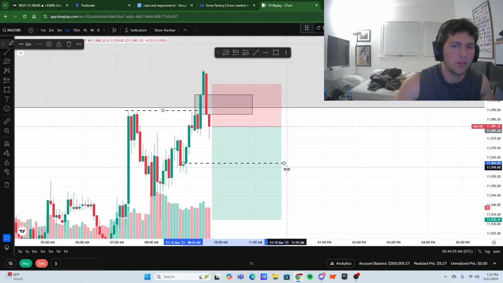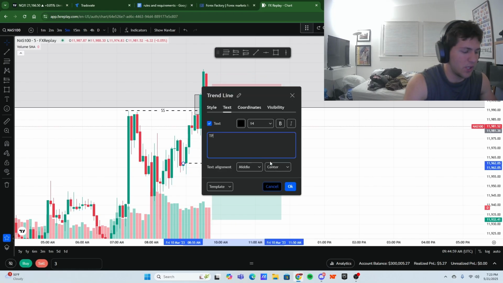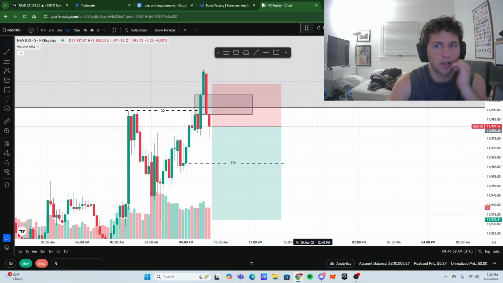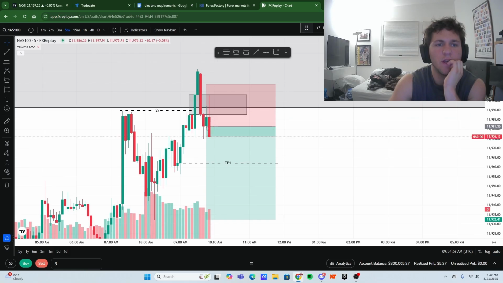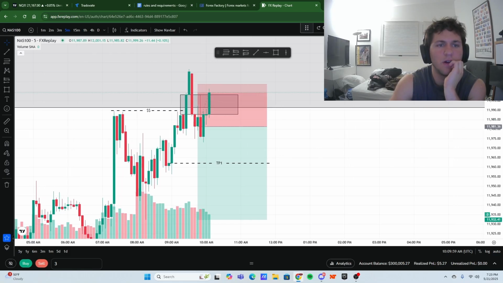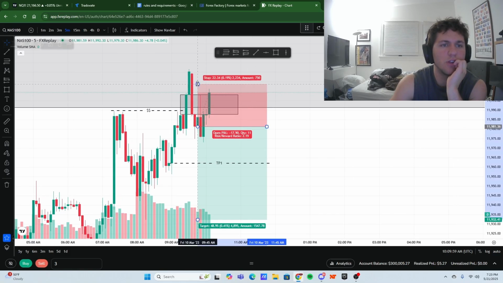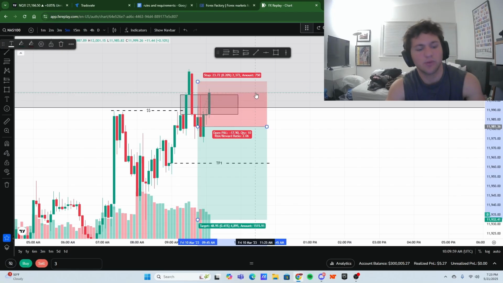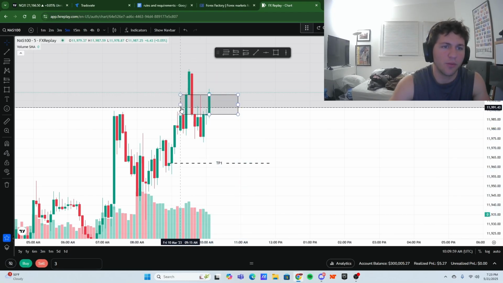So that's going to be TP1. Once again, this would be an eval. I wouldn't risk live capital on it just because I'm a little concerned about the boom. And that would be a loss because we closed above the fair value gap. And that's why I'm the GOAT, because I know how the market moves. I'm actually a market manipulator.